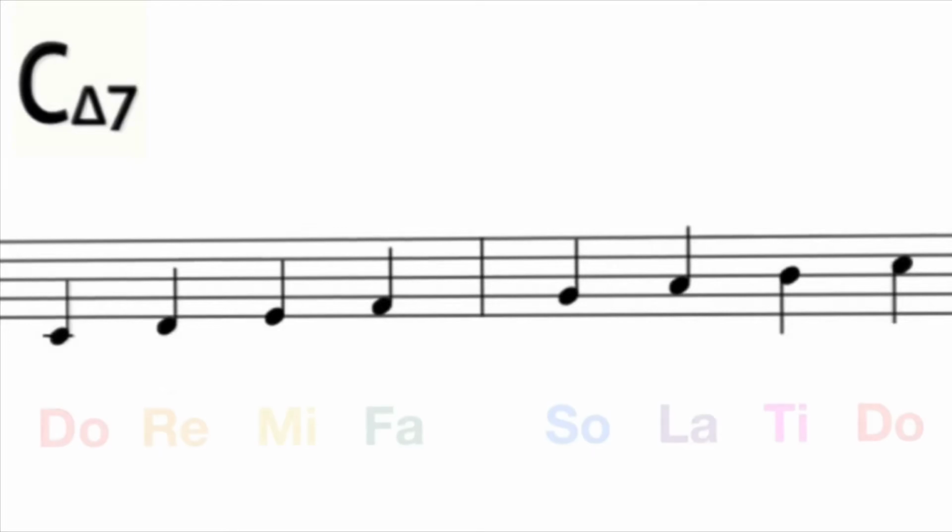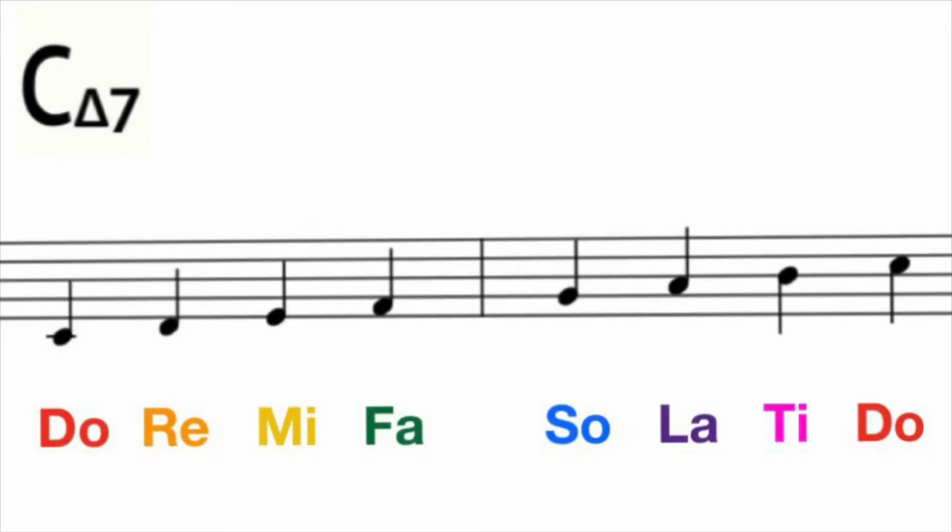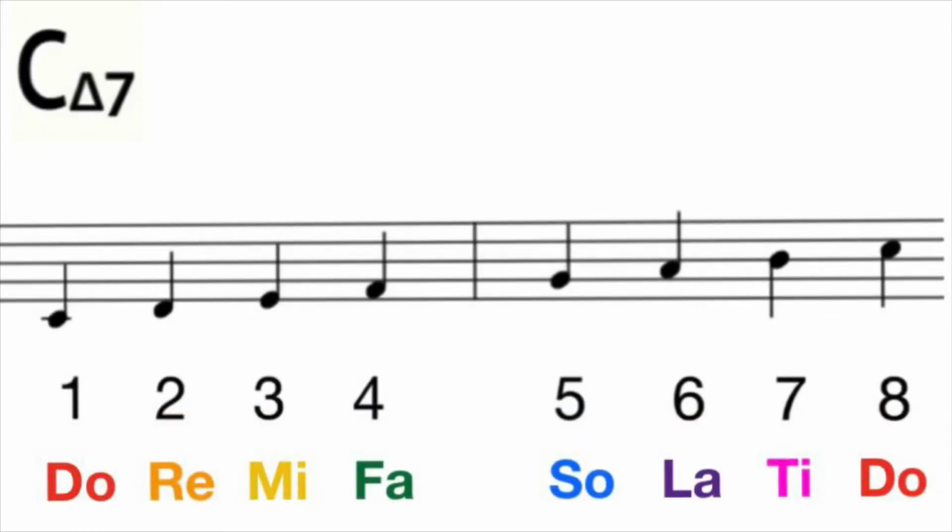You might know this with solfege. Do, re, mi, fa, sol, la, ti, do, re, do, ti, la, sol, fa, mi, re, do. But in jazz, we use numbers because it's easier to transpose that way. So we have 1, 2, 3, 4, 5, 6, 7, 8.